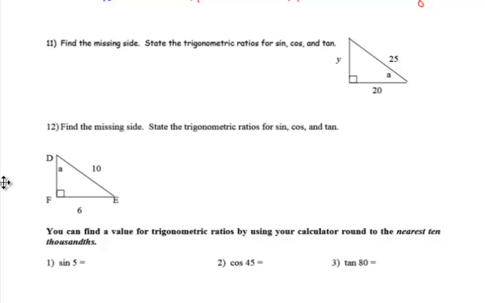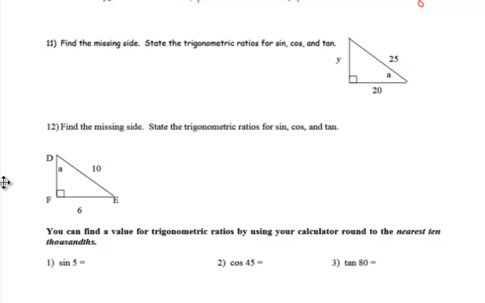So in this case here, we're going to see some different things. Find the missing side. State the trigonometric ratios for sine, cosine, and tangent. Okay, now find the missing side. How are we going to do that? Well, here's where we need to remember what we had done before. What do we know about this triangle? It's a right triangle, and we know two sides.